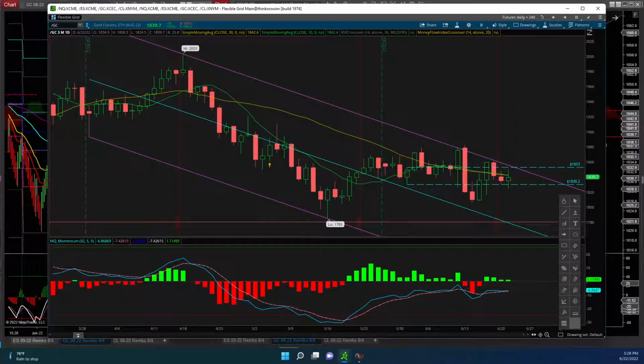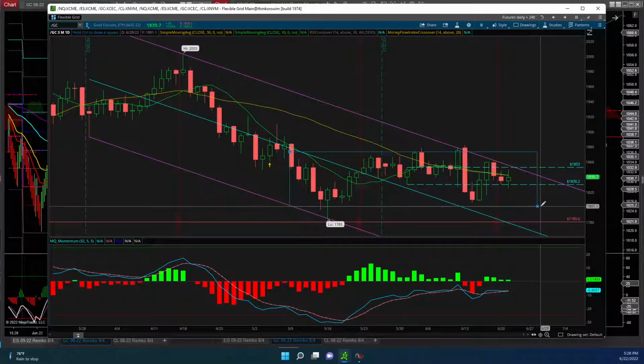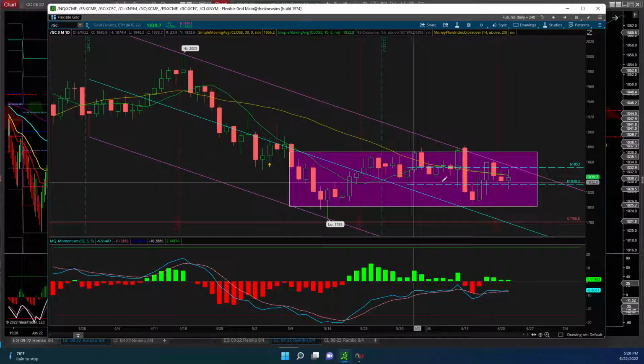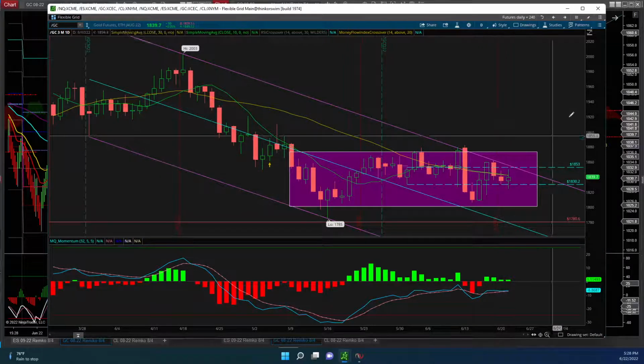It seems that it didn't mark. Okay, now let's try this. So it's been consolidating in this area right here. So it's moving sideways, gold. It lacks conviction of either moving out or down.